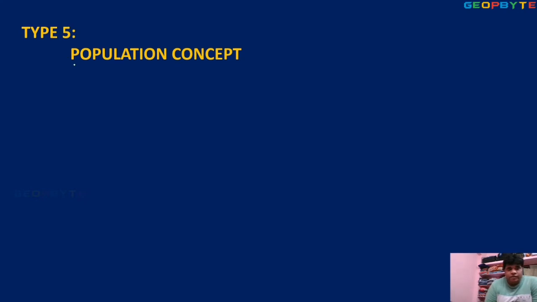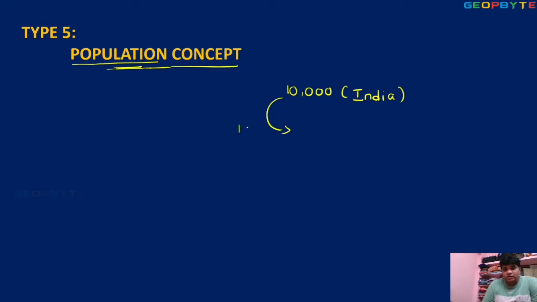Type 5. Population concept. Generally population increases. Observe this type of concept once. Children, suppose the present population is 10,000 in India. In the next year, it increased by 10%.